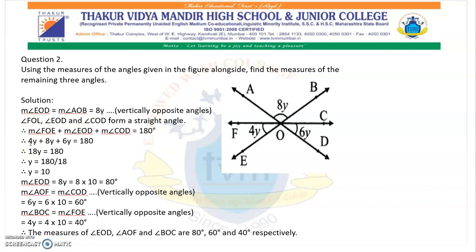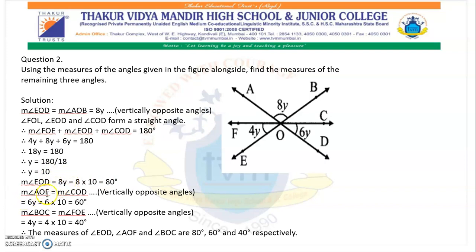Therefore, 4y plus 8y plus 6y equals 180 degrees. 18y equals 180. y equals 180 upon 18. y equals 10. Measure of angle EOD equals 8y equals 8 into 10 equals 80 degrees. We have substituted the value of y in the measure of angle EOD.